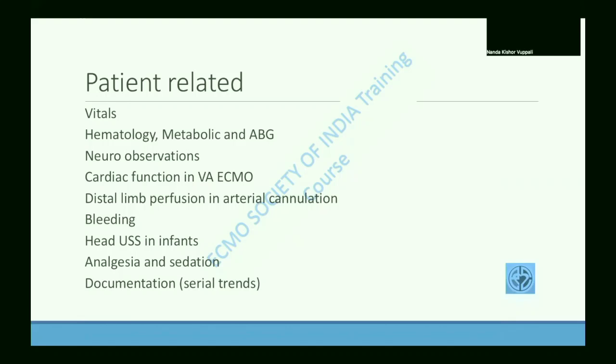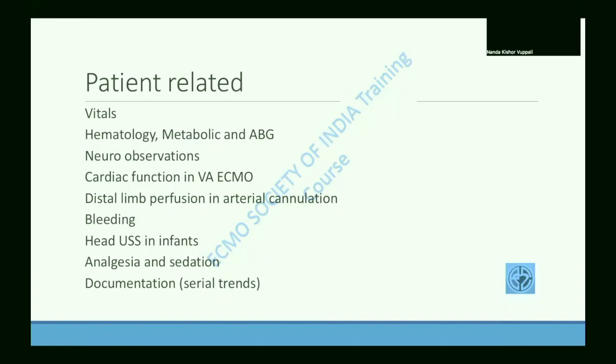And if it's a veno-arterial mode of ECMO, we need to monitor the cardiac function serially, because in veno-arterial mode of ECMO, there's a significant afterload increase to the heart, which is already compromised. So there's a risk of left atrial hypertension and heart dilatation happening. So we need to monitor that and take measures.